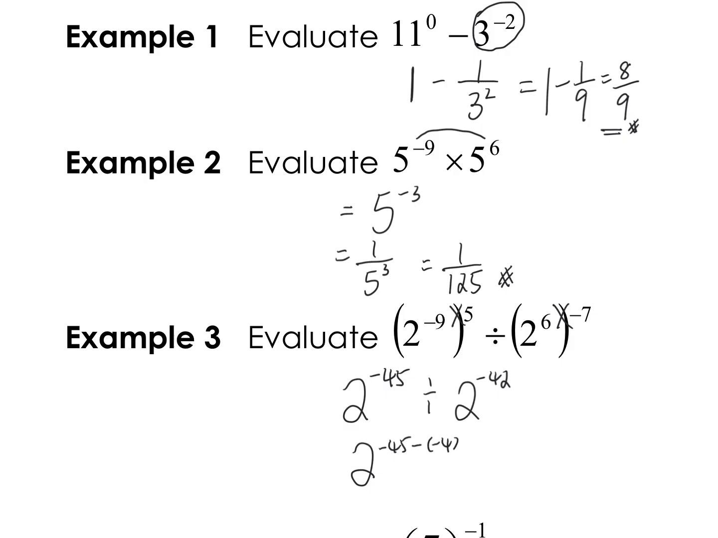Minus. So you end up having 2 to the power of negative 3. All these can use calculator. Minus negative 2 becomes plus. Remember? Minus 45 minus negative 42 ends up as plus 42.